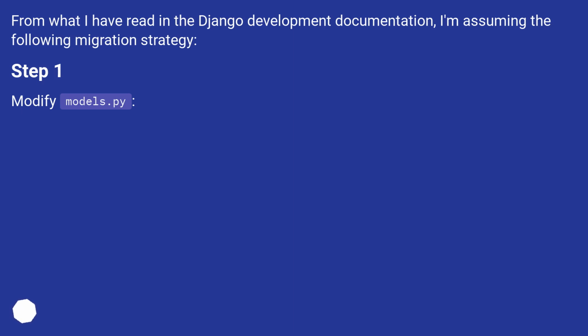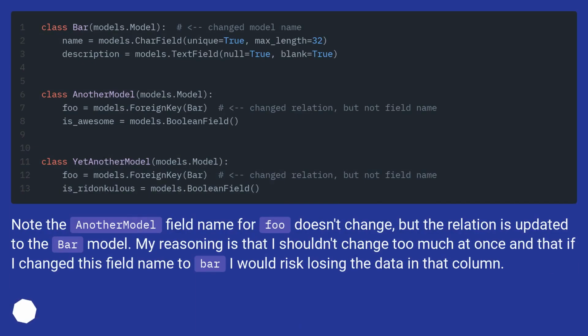Step 1. Modify models.py. Note the AnotherModel field name for Foo doesn't change, but the relation is updated to the Bar model. My reasoning is that I shouldn't change too much at once, and that if I changed this field name to bar I would risk losing the data in that column.